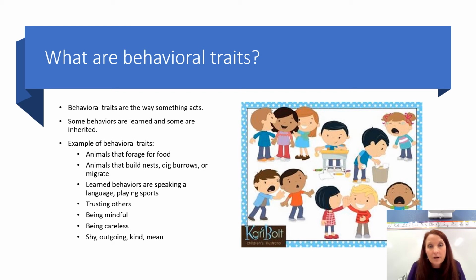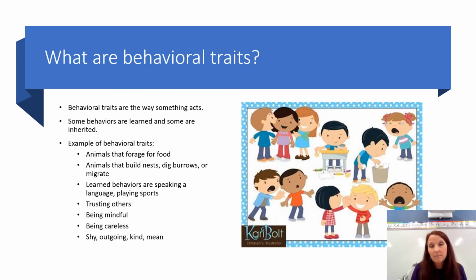So the next trait we're talking about is a behavioral trait. And in the word behavioral, you see the word behavior. So a behavioral trait is the way that something acts. So an animal has a certain behavior, you have certain behaviors, other people you know have certain behaviors. Well, some of those behaviors are learned. You learn to behave that way. And some of those behaviors you do because you inherited that behavior from your parents.